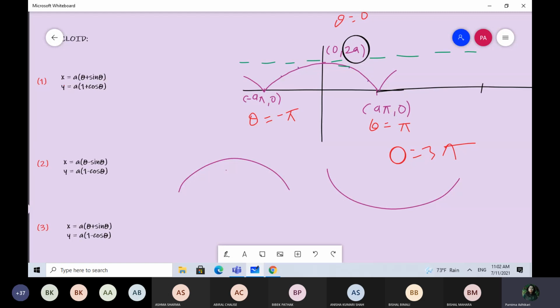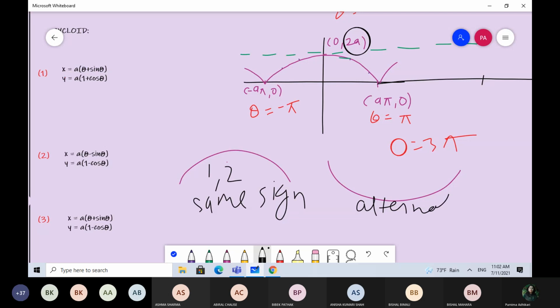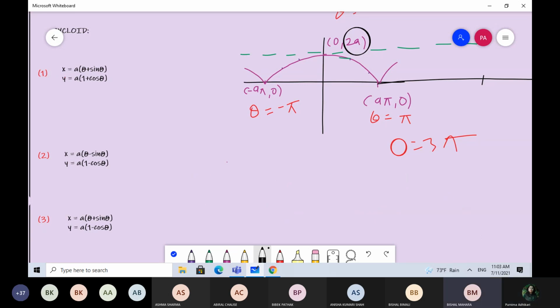So your first two cycloids, cycloid number 1 and cycloid number 2, where you have both the same sign, will be facing downward. When you have alternate signs, your cycloids will be facing upward, for the third curve and fourth curve. Done. Is this part clear? Yes, ma'am.